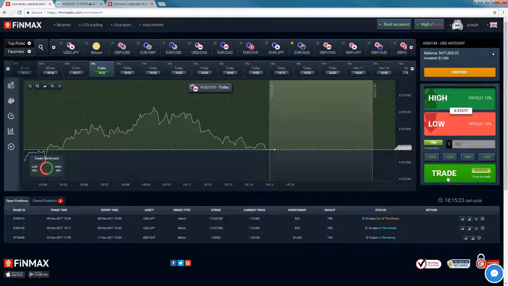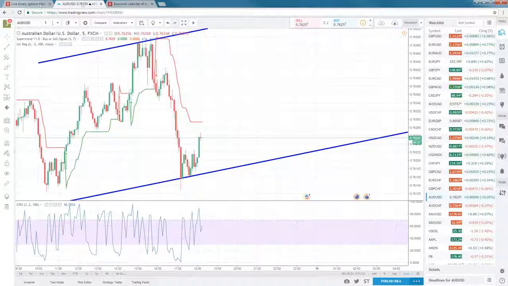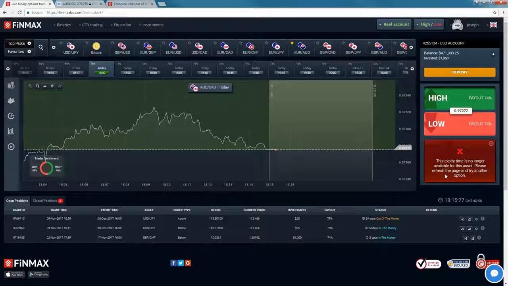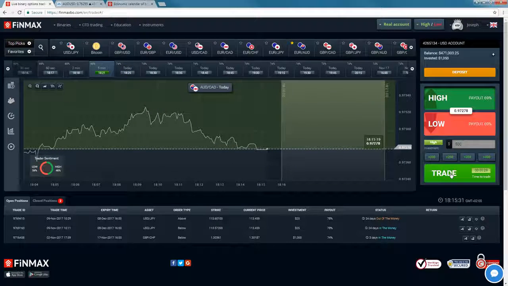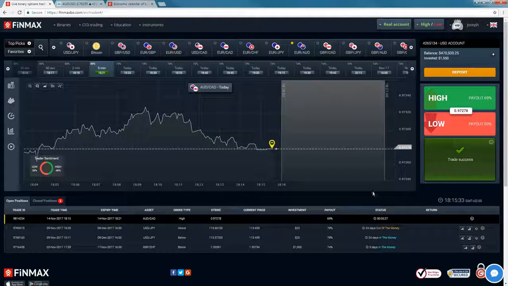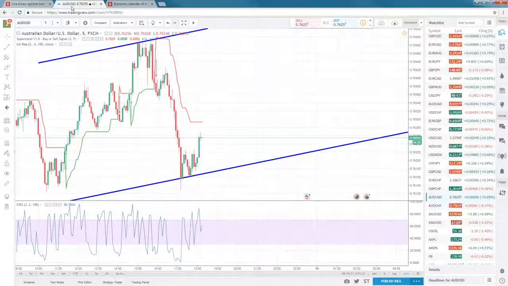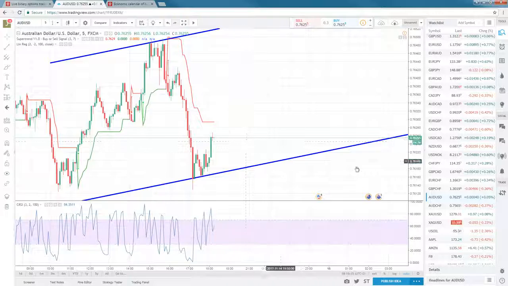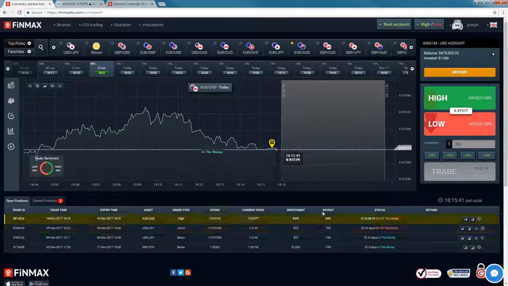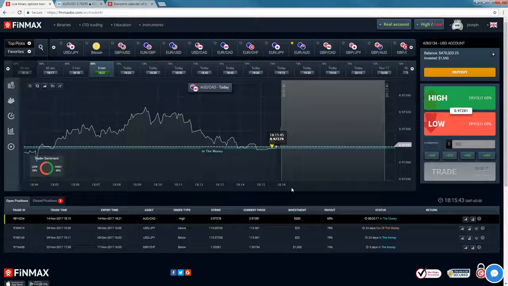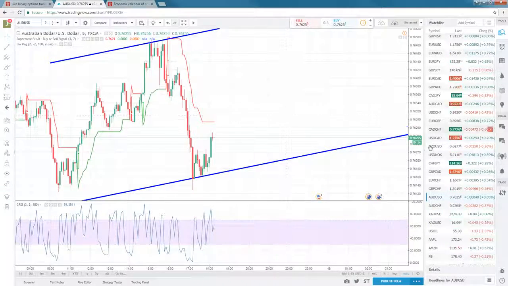You can see that the volatility on the market is pretty high. Here it is. I managed to launch the trade. And while this trade is near to the expiry time, let's choose another suitable moment to enter the market.